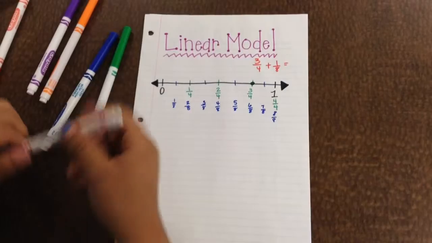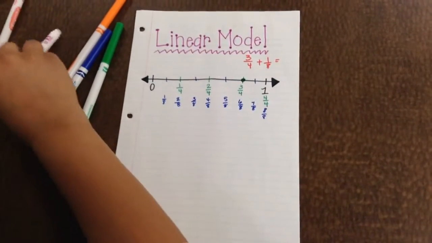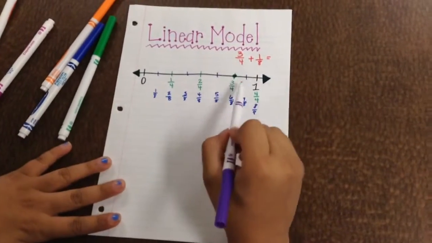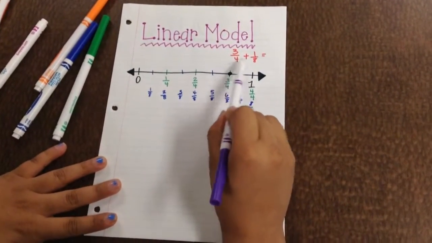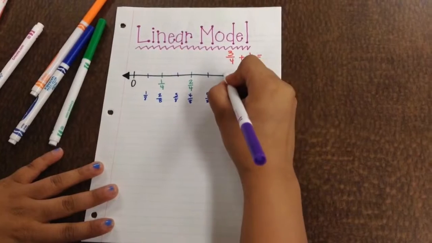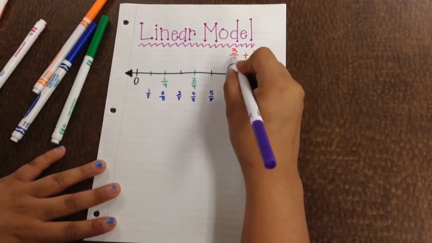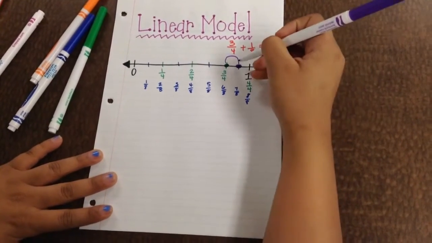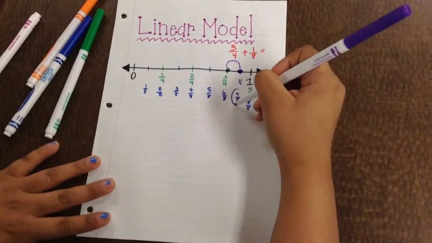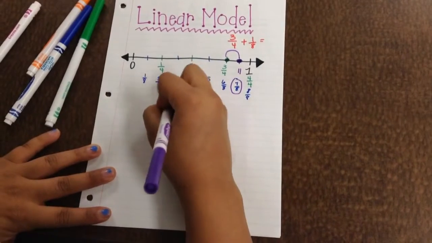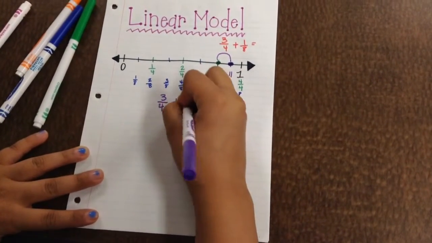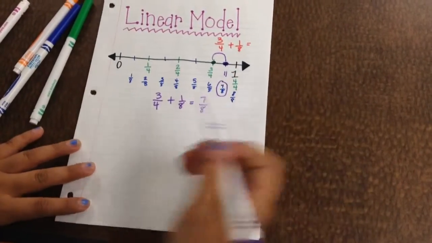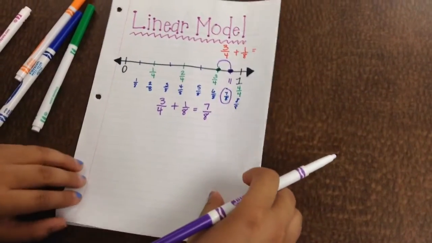So now that we see that we have sections of 1/8, and we're adding from 3/4, we're beginning at the 3/4. Instead of jumping a 1/4, we're going to jump 1/8, because 3/4 plus 1/8. So this is our ending point. And let's look down here. It will equal 7/8. So 3/4 plus 1/8 is 7/8. And that's how you would do this using the linear model.